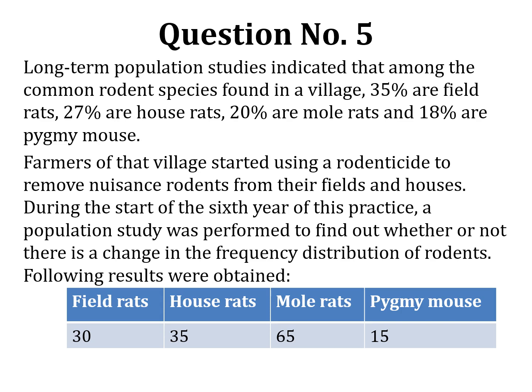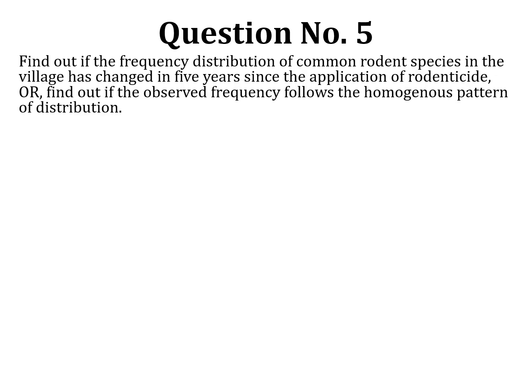During the start of the 6th year of this practice, a population study was performed to find out whether or not there is a change in the frequency distribution of rodents, and following results were obtained. Field rats 30, house rats 35, mole rats 65, pygmy mouse 15. So this is our state of affairs. Now the question is, find out if the frequency distribution of common rodent species in the village has changed in 5 years since the application of rodenticide, or in other words we can say, find out if the observed frequency follows the homogeneous pattern of distribution.